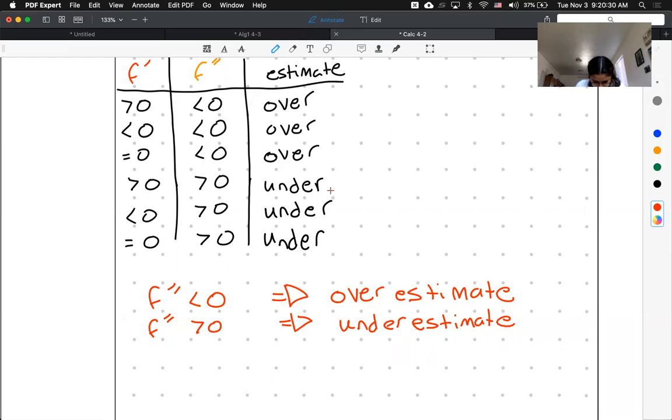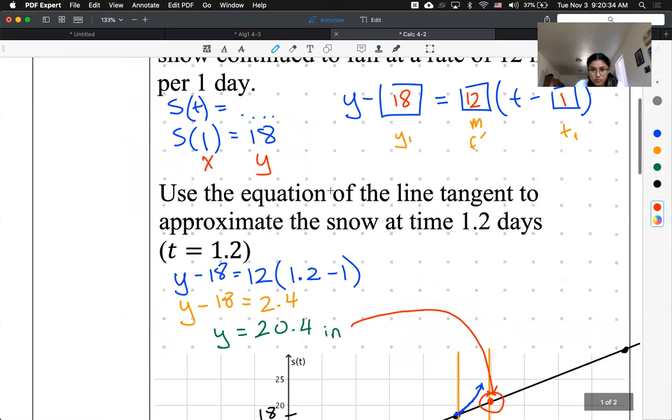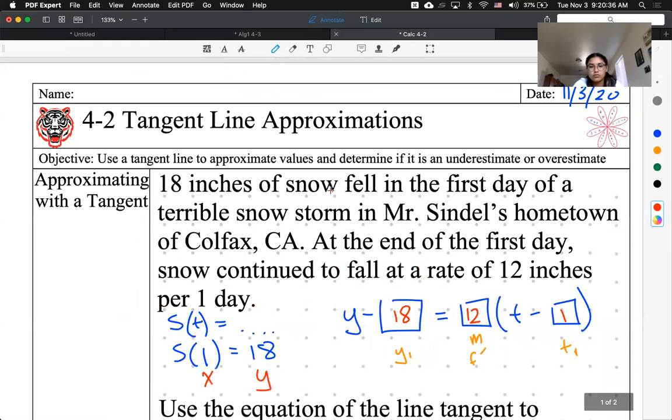That's it for our lesson. That is lesson 4-2. Can you girls all give me a fist of 5 for our objective? Can you use a tangent line, approximate values, and determine if it's an under or an over estimate? 5, 4, 4. All right. That concludes the notes.